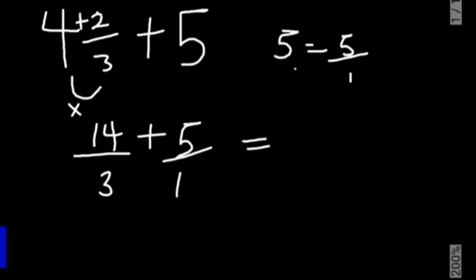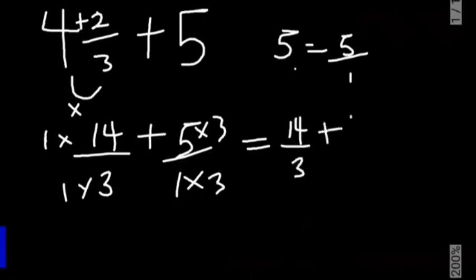So yeah, we have different denominators. How do we make the denominators the same? We multiply by the other denominator. So we have 1 multiplied by 3. Since we are multiplying this by 3, we also multiply this by 3. We multiply this 3 by 1, so we also multiply this by 1. So now our question is 14 over 3 plus 15 over 3.